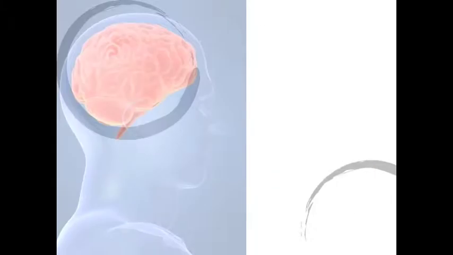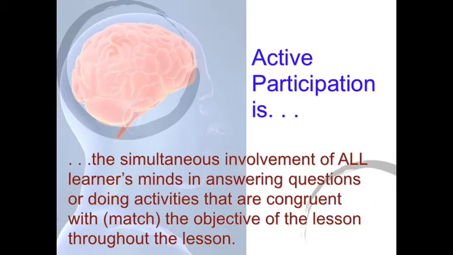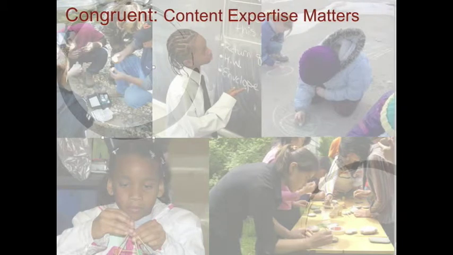The 5 critical attributes are components of the definition for active participation. Active participation is defined as the simultaneous involvement of all learners' minds in answering questions or doing activities that are congruent with or match the objective of the lesson throughout the lesson. Let's look at each of the critical attributes separately to make sure we understand what they contribute to student learning.